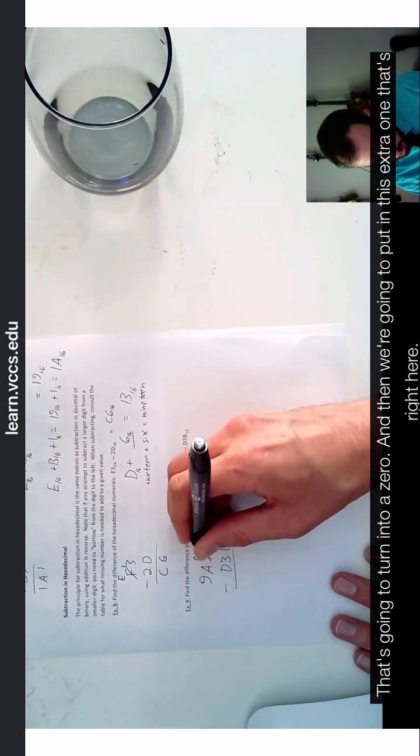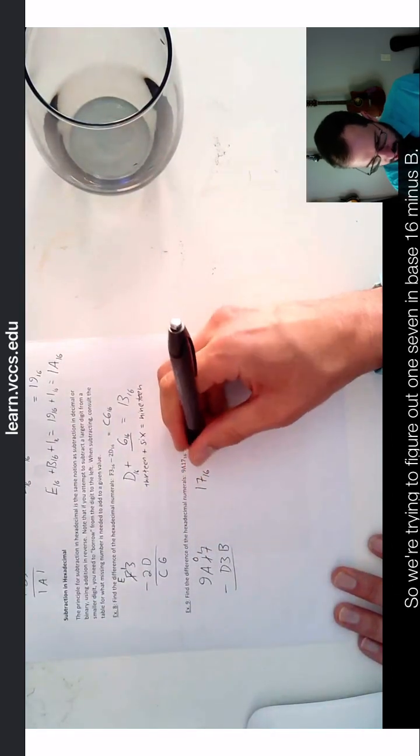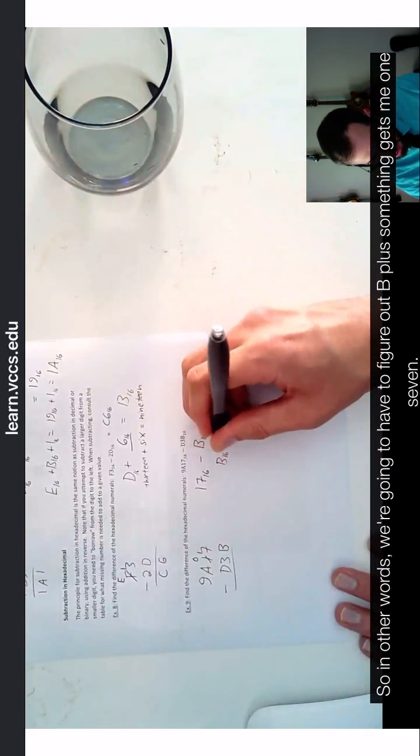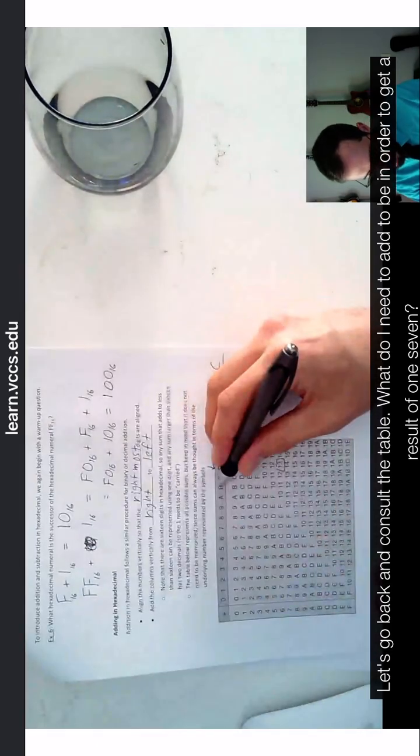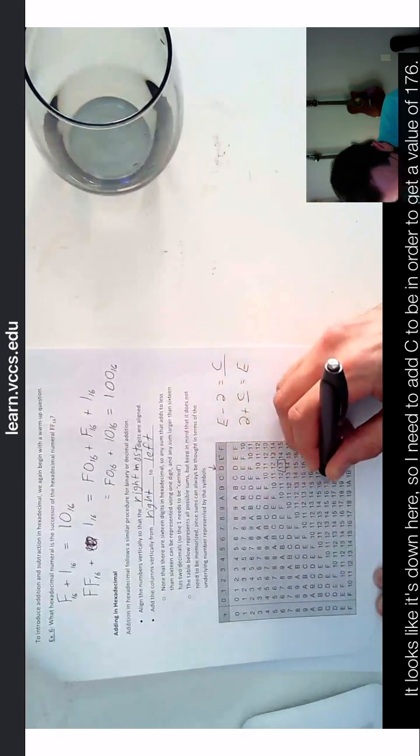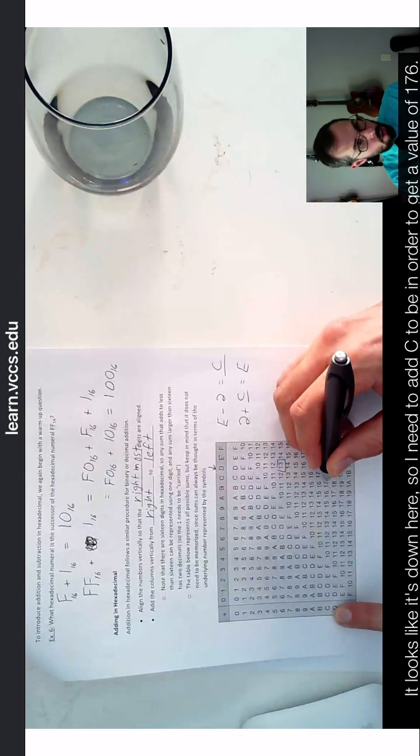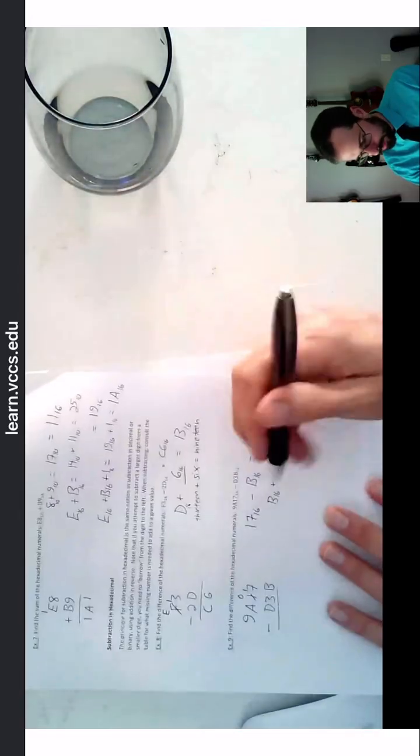That's going to turn into a 0, and then we're going to put in this extra 1 that's right here. So we're trying to figure out 17 in base 16 minus B. In other words, we're going to have to figure out B plus something gets me 17. Let's go back and consult the table. What do I need to add to B in order to get a result of 17? Looks like it's down here. So I need to add C to B in order to get a value of 17. That means 17 minus B is C.